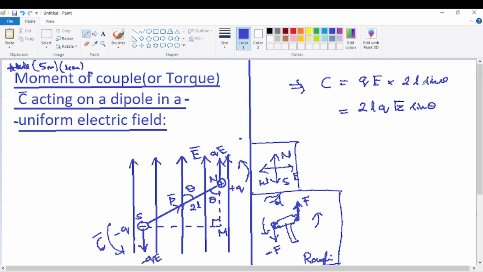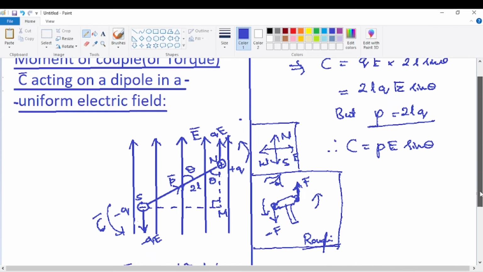So what is the reason? 2L into Q, the length of the dipole and the charge on each side of the dipole, what is it? The product of the length of the dipole and the charge on each side of a dipole is nothing but the dipole moment, electric dipole moment. So substituting that here in place of 2LQ, P can be substituted. So therefore what we are getting is C is equal to PE sin theta.